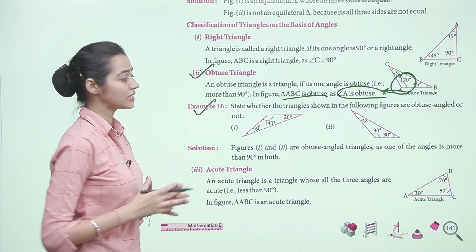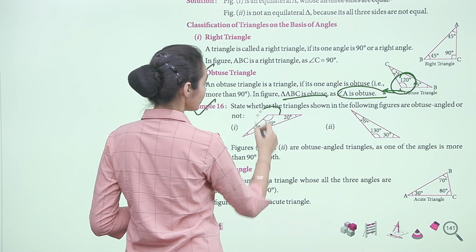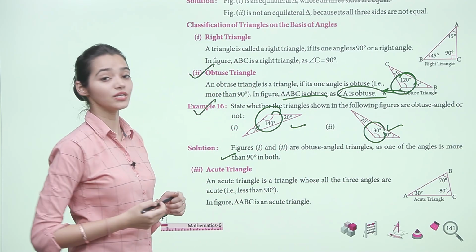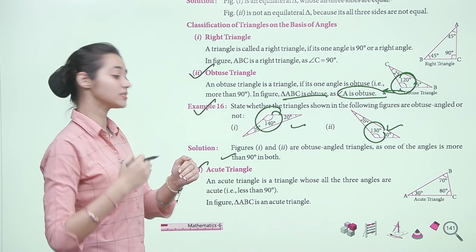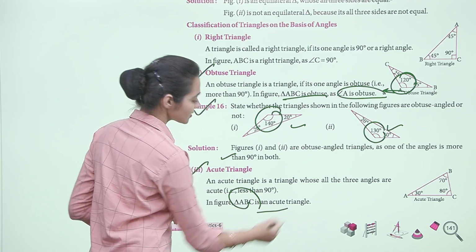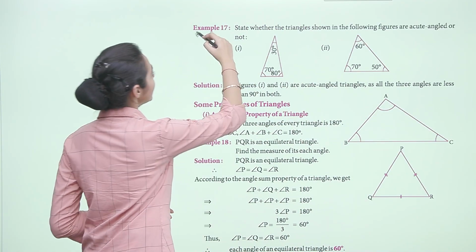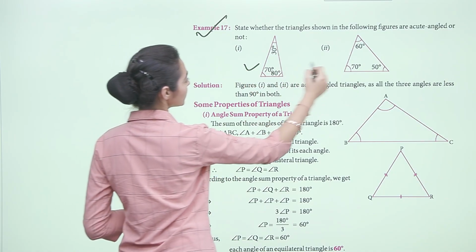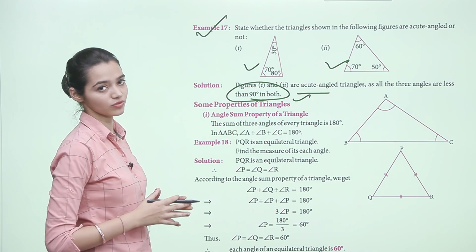Now example number 16, here we have to state which of the following are obtuse angle triangles. So here figures 1 and 2 both have an angle greater than 90, so both are obtuse angle triangles. Next is our acute triangle, in which all the three angles are less than 90 degrees. So ABC here is our acute triangle. Example number 17, we have to state which of the following are acute angle triangles or not. So the first one and second one both are acute because both have all angles less than 90 degrees.